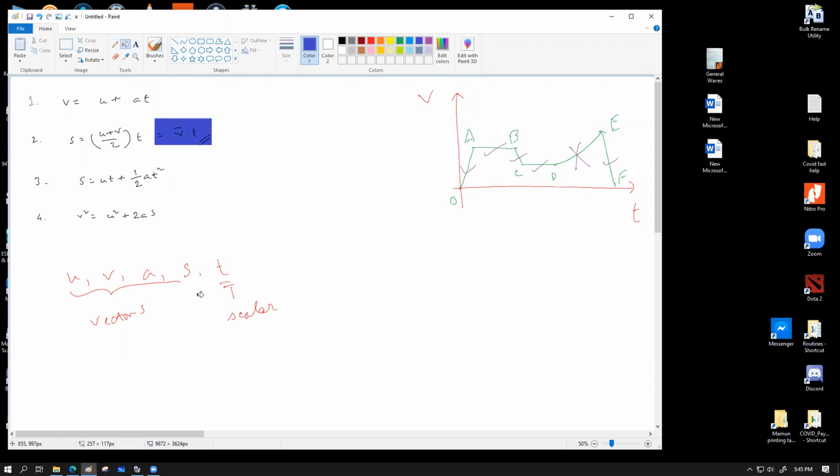Okay. Did it work? Somewhat. Have a look at these 4 equations. Try to find out which of these 5 variables is absent in each equation. What is the missing variable for this equation? Displacement. What is the missing variable here? Acceleration. V. T. Time.